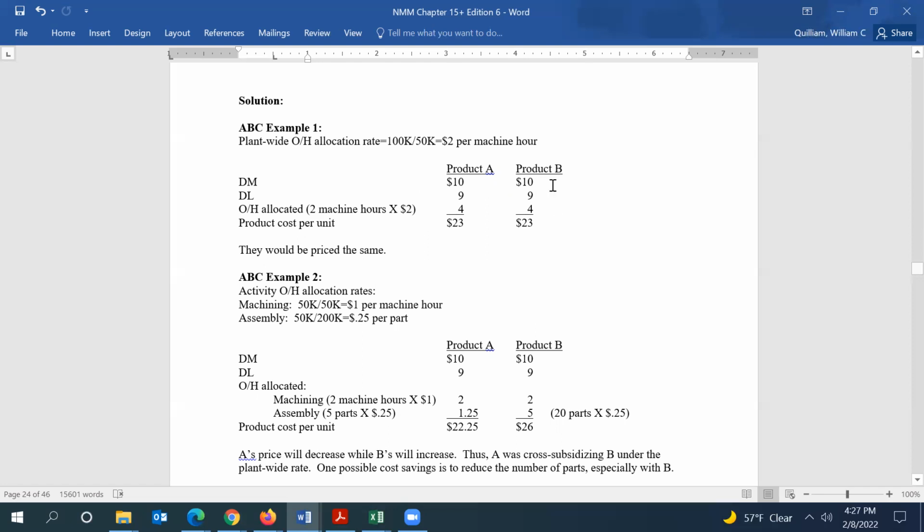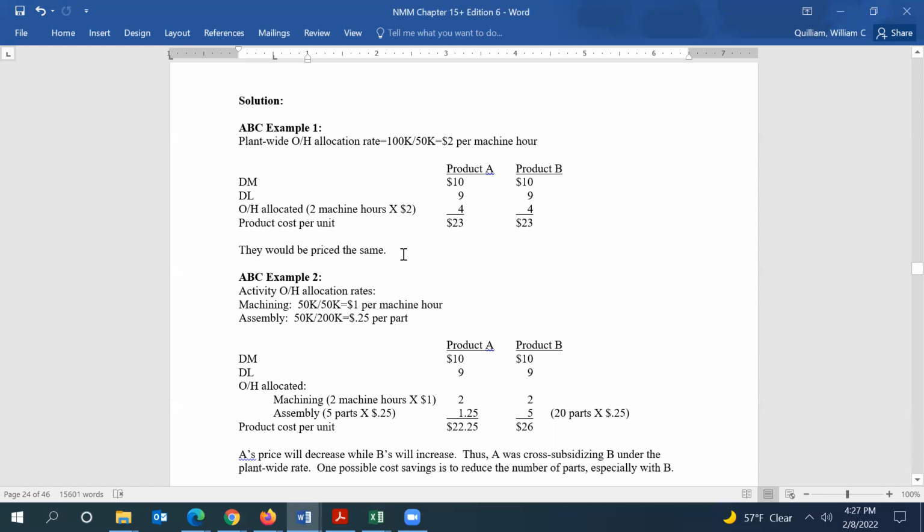So here is a little product job cost record for product A and product B. They both have the same amount of direct materials and direct labor. Again, those are cut and dried. We've traced the exact amount to the two products. But now the overhead allocated. Each product has 2 machine hours and the rate is $2 apiece. So $4 to each one. That means the product cost per unit is $23, no matter if it's A or B. So it looks like from this standpoint, they consume the same amount of resources. We'll get some more insight with ABC in a moment.